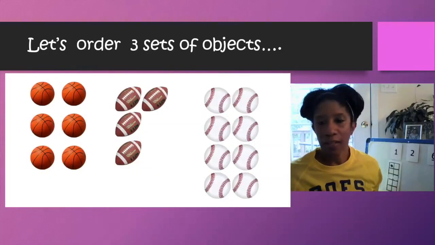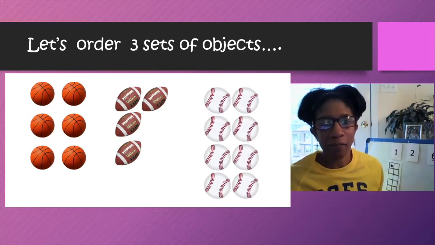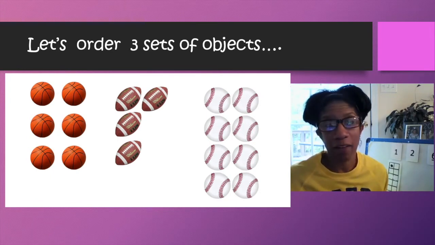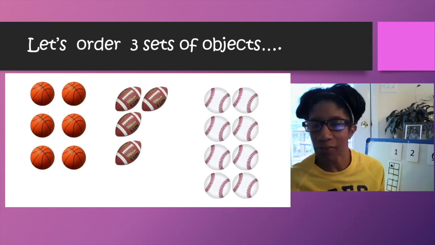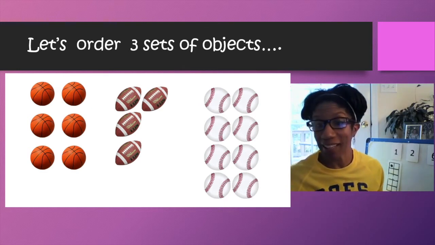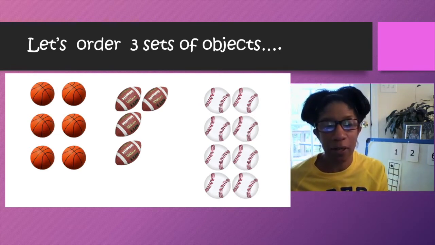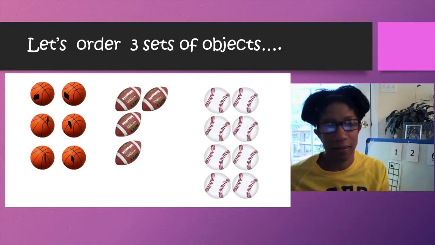Let's try. So let's order some sets using our pictures. And right here we have a picture that has sets of sports balls. We have basketballs, footballs, and baseballs. So we're going to order these sets. So what do we have to do first? That's right, we need to count them. So can you help me count them? We're going to count our basketballs first. We have 1, 2, 3, 4, 5, 6. So there's 6 basketballs. So we're going to write our number 6.